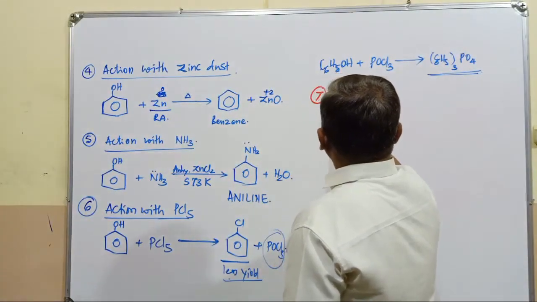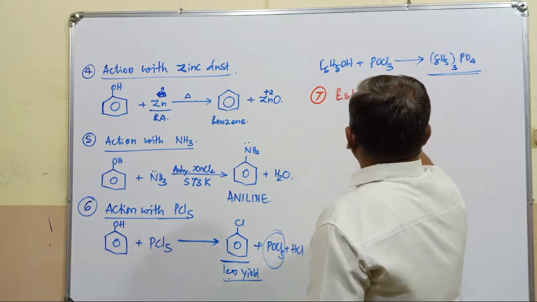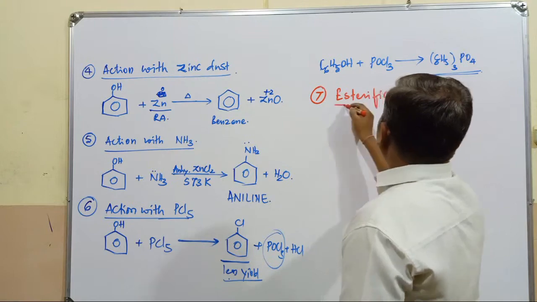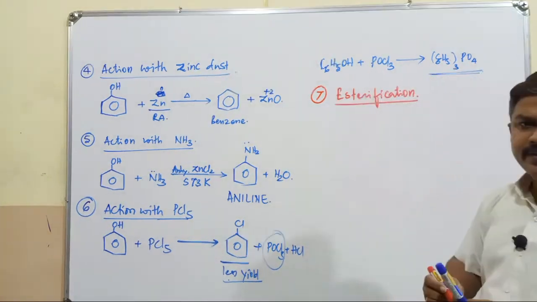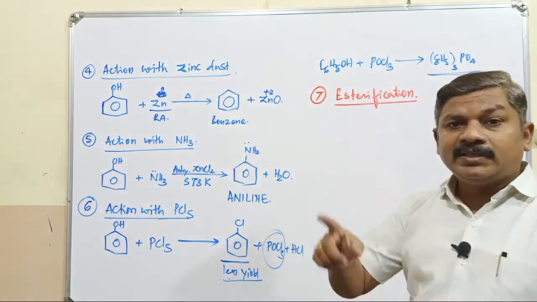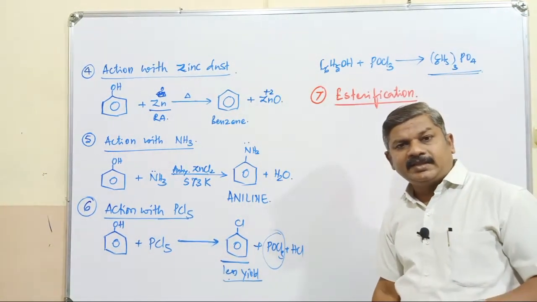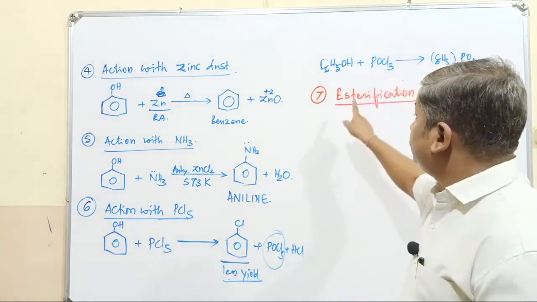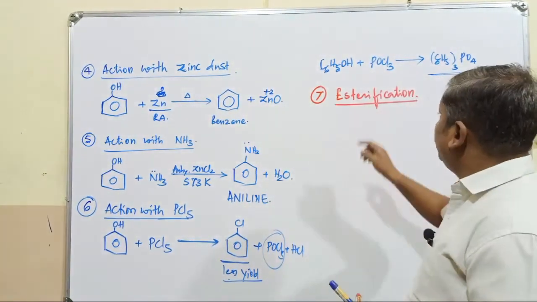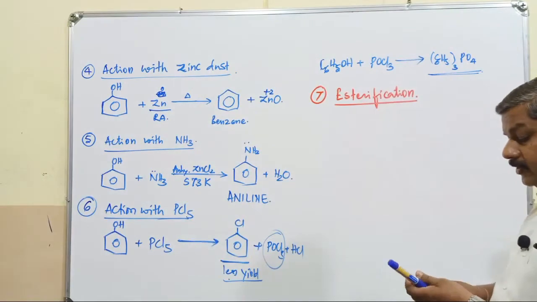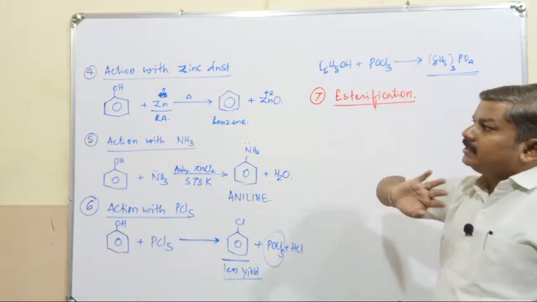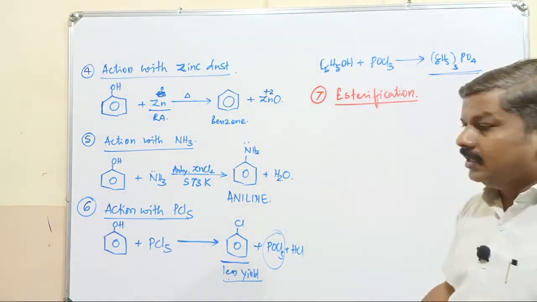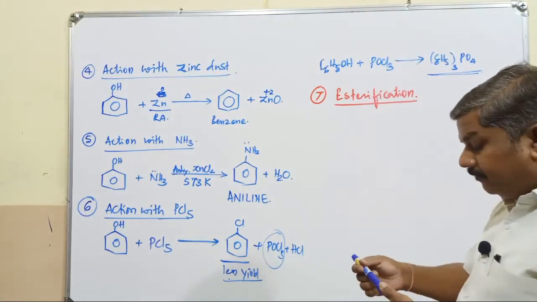The seventh one is esterification. Do you remember esterification with respect to alcohols? What is esterification, students? When an alcohol reacts with a carboxylic acid in the presence of concentrated sulfuric acid, it forms an ester. Formation of an ester is called an esterification reaction. Phenol also has an OH group, so phenol combines with a certain reagent and gives us the formation of an ester.